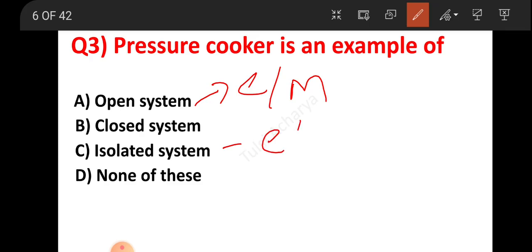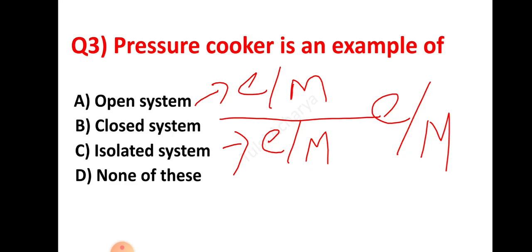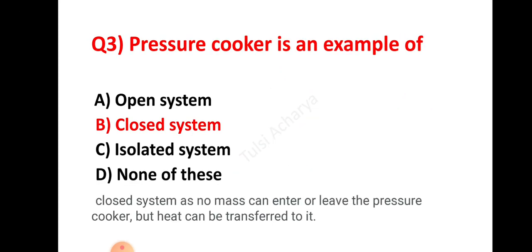If both energy and matter are not transferred, that is called isolated system. If only energy is transferred but not matter, it is called closed system. And pressure cooker is a closed system because in pressure cooker no mass or matter can enter or leave the pressure cooker, but only heat is absorbed or transferred. So option B is the correct answer for question number 3.